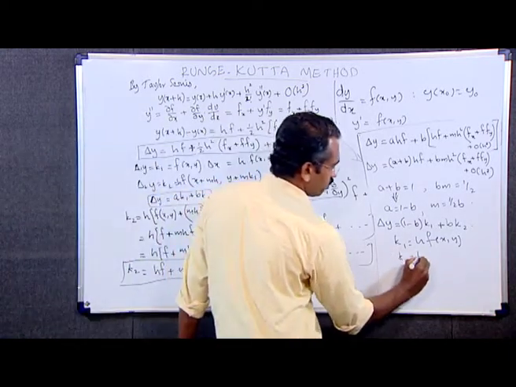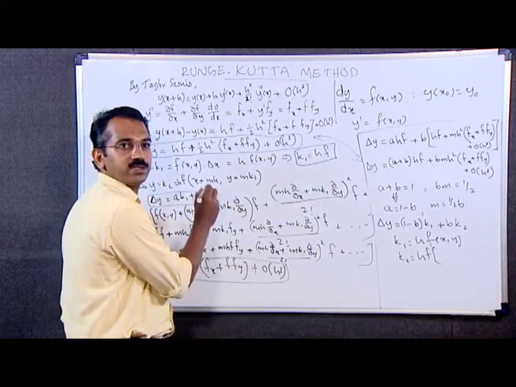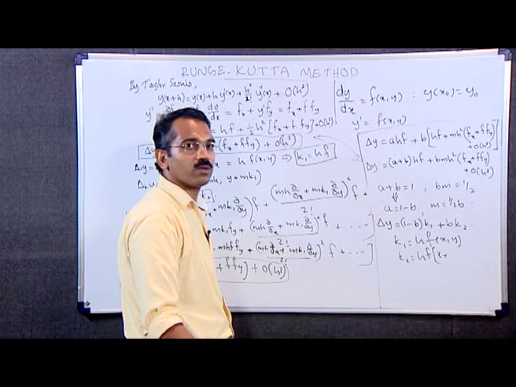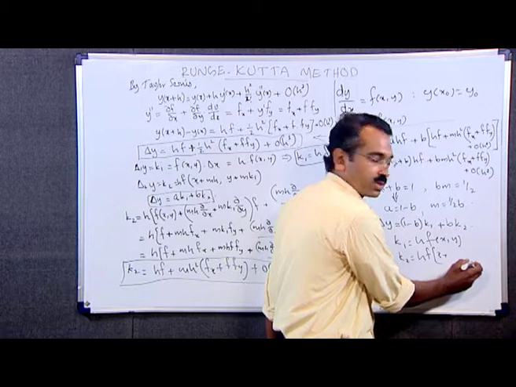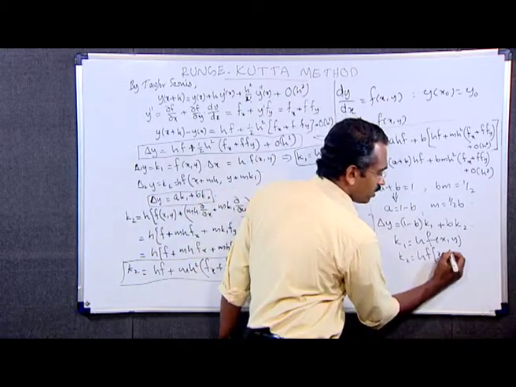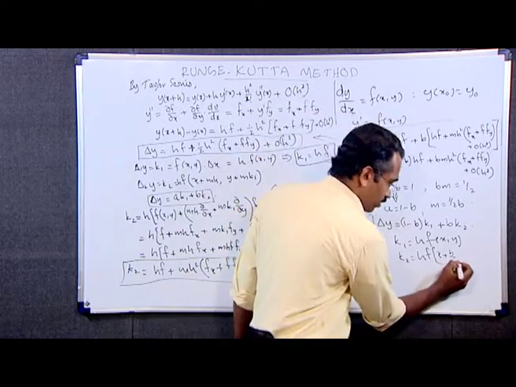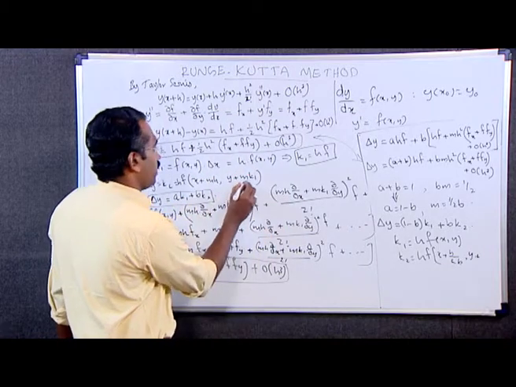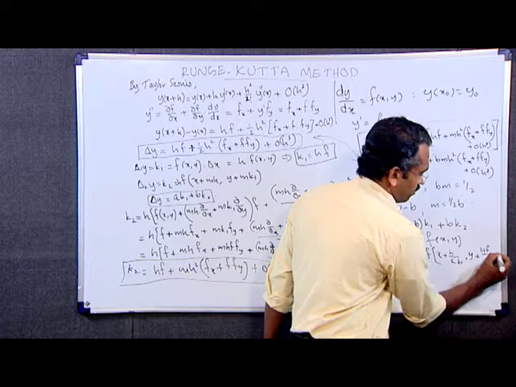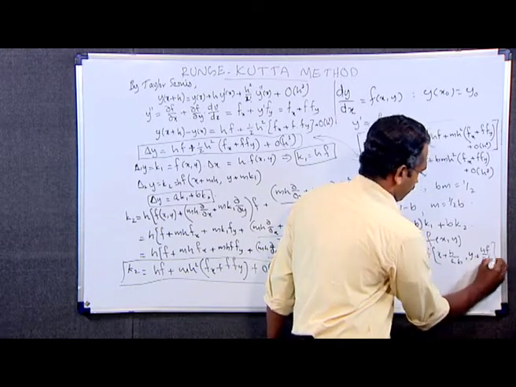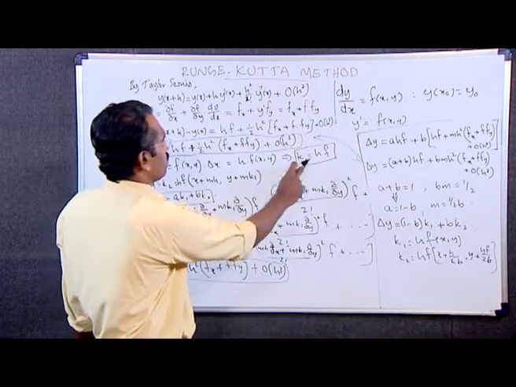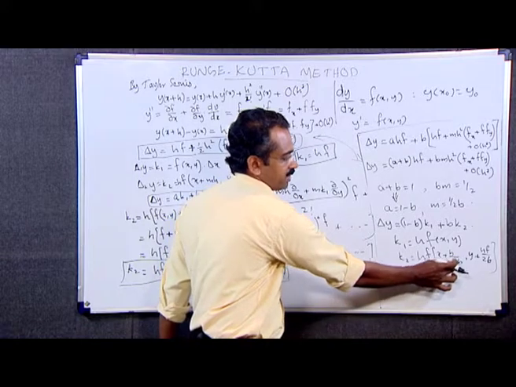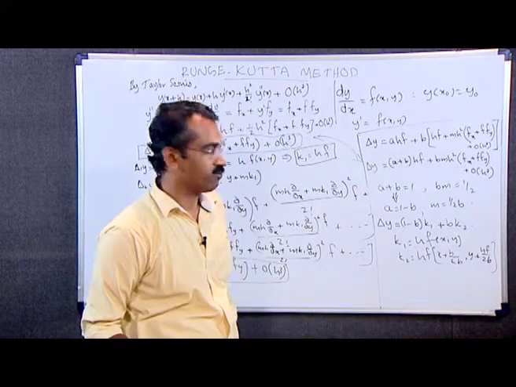Therefore, k2 is h into f of x plus mh, where m is 1 by 2b, that is x plus h by 2b, comma y plus m k1, that is hf divided by 2b, because k1 is hf, m is 1 by 2b. Therefore, k2 equal to h into f of (x plus h by 2b, comma y plus hf by 2b).